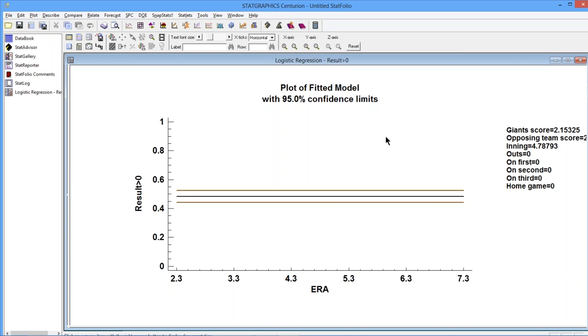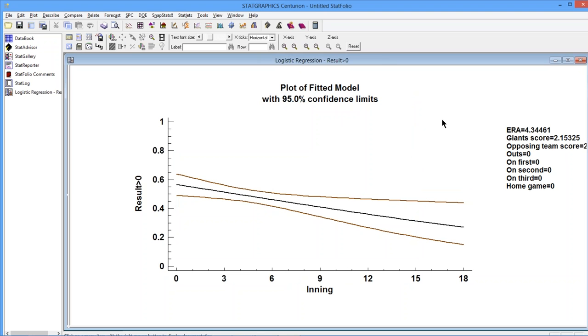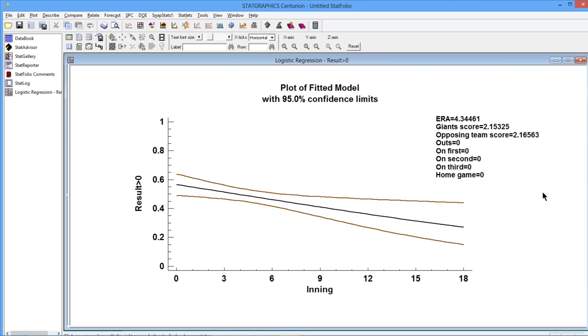Now, to actually see the effect, I can come over here and, using pane options, ask it to plot the probability of getting on base as a function of innings. This shows you, with confidence limits, that the probability that Barry Bonds got on base if he came up in the first inning was about 55%. But as the game went on, by the time it got to the ninth inning, it was under 50%. And occasionally there are extra innings, so the model just keeps going. This, incidentally, is set at the average value, at particular values of all the other predictors.